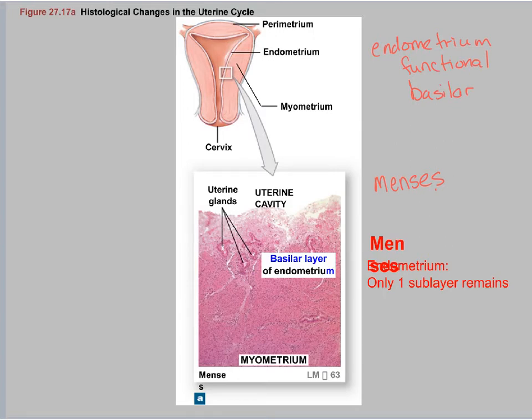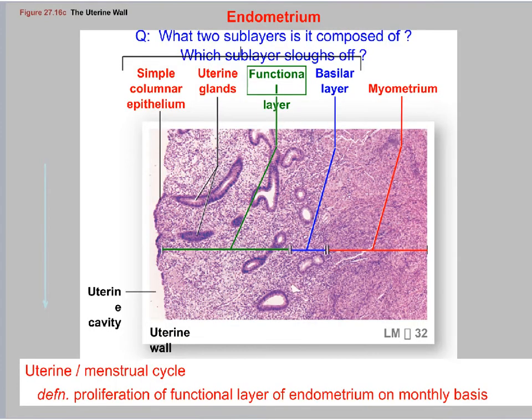So after or during menses, there's really only one layer left of the endometrium, which is here, and that's the basilar layer. It was that functional layer here on top that was lost during menses. So you don't see that here, that's been lost. And then the remainder of what you see here is the myometrium, the muscular layer. So upon menses, there's just that one sublayer left, the basilar layer.